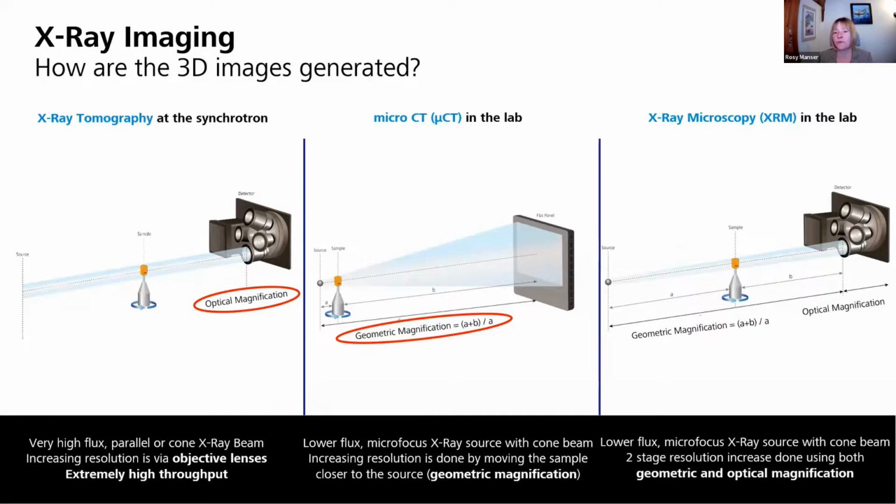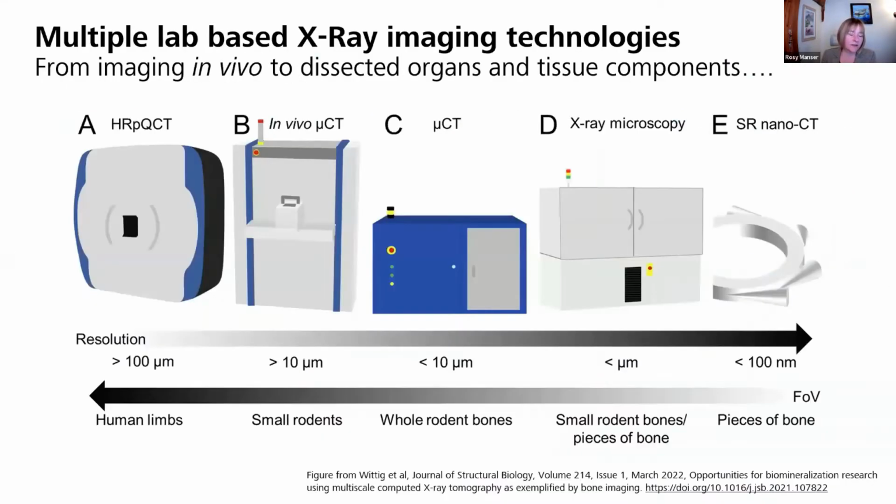So the X-ray microscope is a combination of geometric magnification. You're still a lab-based system. You still have a microfocus source. So you can physically move your sample closer to the source to get higher resolution. You can also combine that with the optics and get optical magnification as well. So you simply change your objective lens like you would do on a light microscope. And that gives you access to higher resolution information and some really stunning data, which I hope I can show you over the next few slides. So it's this combination that really sets it apart.